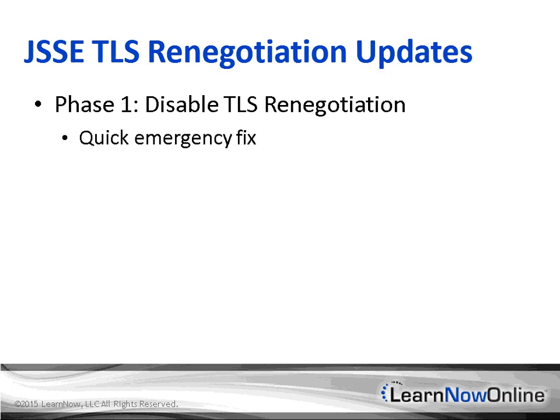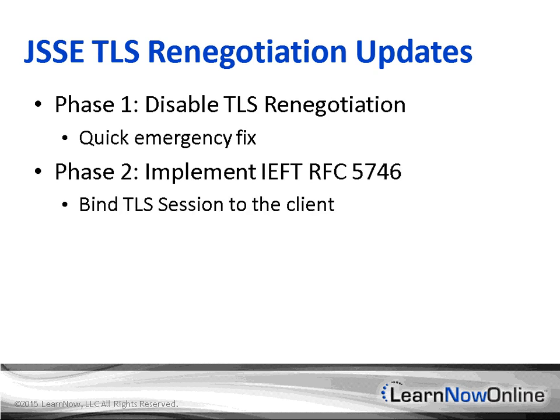Java SE implemented its JSSE fix for the TLS renegotiation attack bug in 2 phases. First, in phase 1, it took away the ability to launch this attack at all by disabling the TLS renegotiation feature. Now, this was a quick emergency fix implemented in a critical patch released in March of 2010. Though renegotiation was disabled, it could be re-enabled by using system properties. The second phase implemented the IETF fix in RFC 5746.